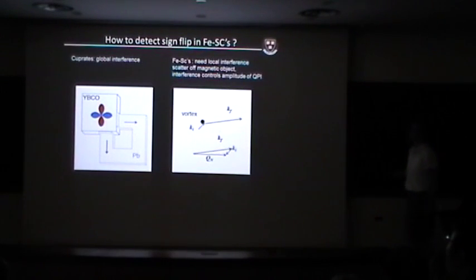Okay, so back to the question of how to detect the sign flip in the iron superconductors. Are there questions about QPI actually, about the technique itself?